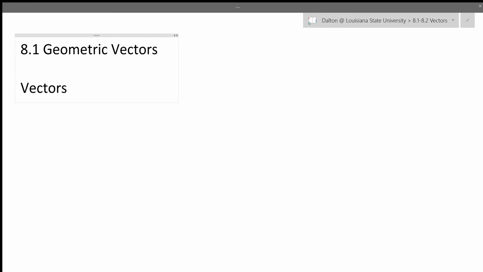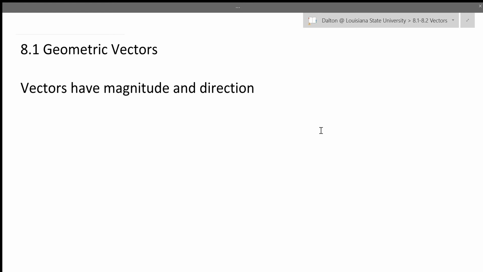They are different than a typical line segment or ray in geometry. Vectors have magnitude and direction. Magnitude is just a fancy word for length. Length is always positive, and it can be found by doing a few different things.